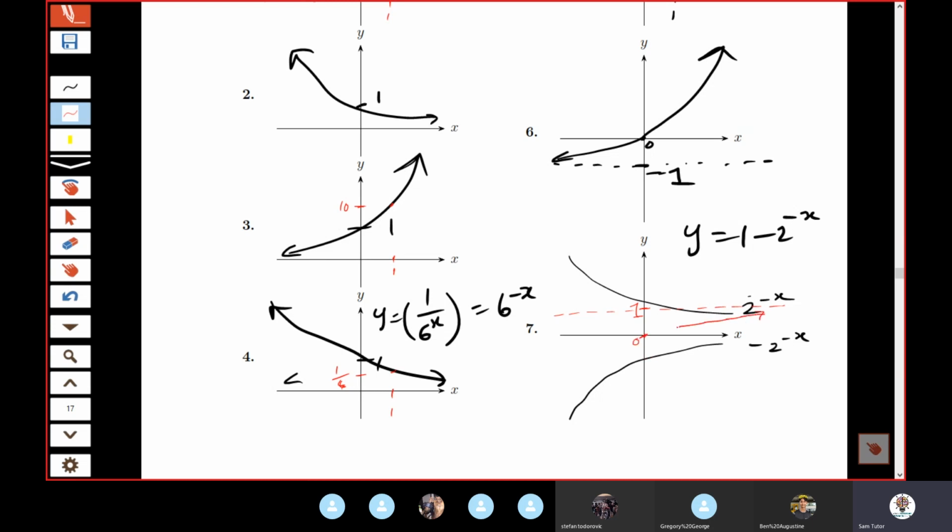And that's the answer to that one. See how I did it slowly? I first drew the basic form, 2 to the negative x, then I get a negative, so you just flip it down, and then plus 1, you just shift the whole thing up 1.